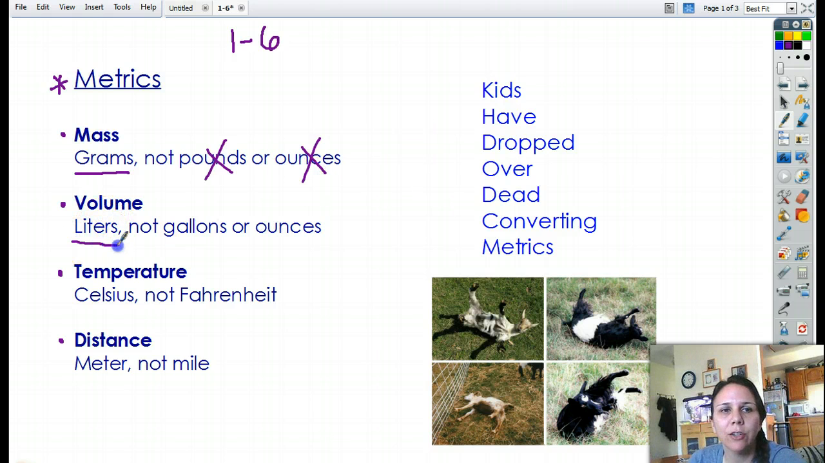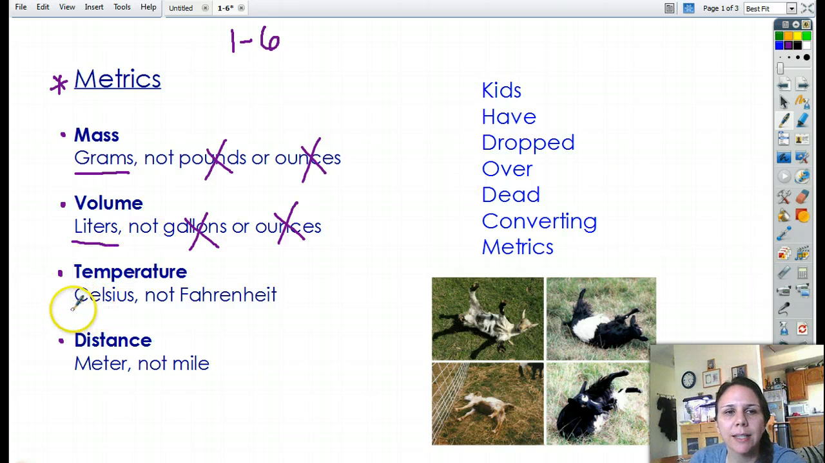Volume, we use liters, not gallons or ounces. Which is kind of funny, because when you go buy a big old soda at the store, it's a 2-liter bottle, right? But what's a can? A 12-ounce. So it's kind of funny, they're also mixing up the standard versus the metric units. You can buy a 2-liter bottle, or you can buy a 12-ounce can or a 20-ounce can or something like that. It's kind of weird.